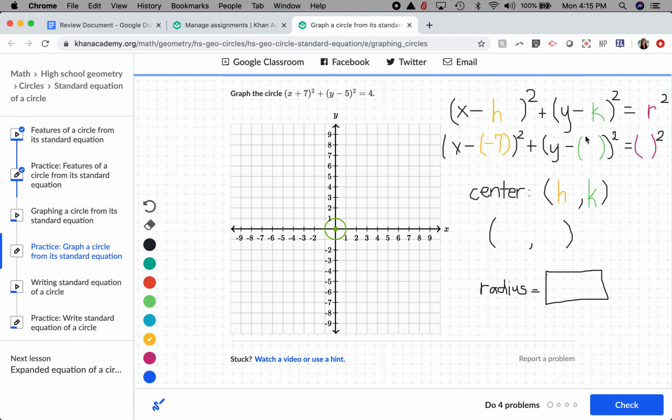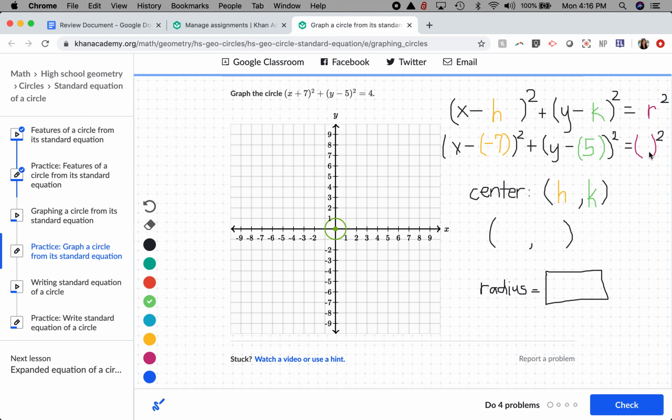When we're looking at our k, we're looking at the value being added or subtracted to y. In this case, I see that 5 is being subtracted from y. And since standard form already has a minus sign, the k will be a positive number. And that specifically for this problem will be a positive 5.